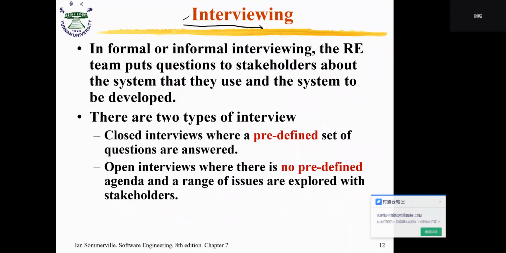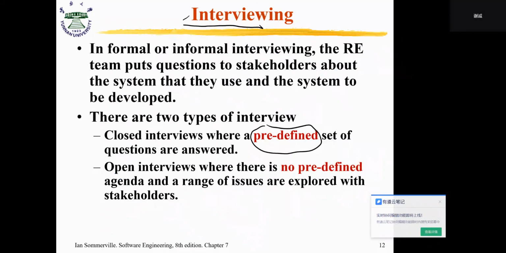There are two types of interview. The first type is called a closed interview, where a predefined set of questions are answered. So this requires you, before you go to the customer, to analyze first. Then you predefine some questions, like you list the functional requirements, and go to the customer and ask the stakeholders one by one.